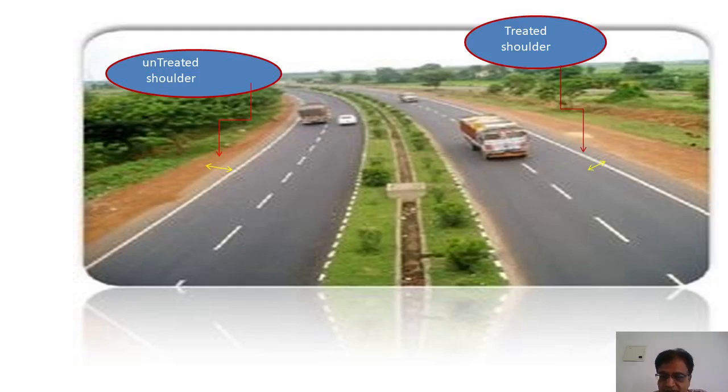Here I have taken a photo of a highway, a national highway. Here you can see two types of shoulder. One is the untreated shoulder, the second one is the treated shoulder. Here you can see this is the edge of your pavement, this is the carriageway, this is the center line. Here you can see the rough surface, also made of gravel or moram, earth, soil. This type of shoulder is called an untreated shoulder. Here you can see that the shoulder is also made of bitumen. So this is called a treated shoulder.